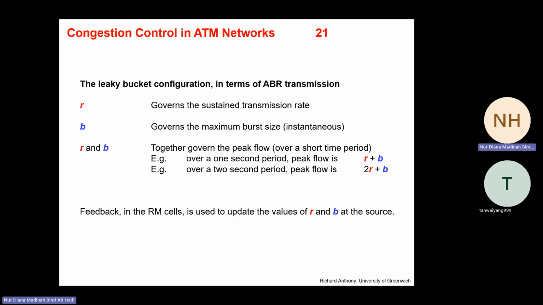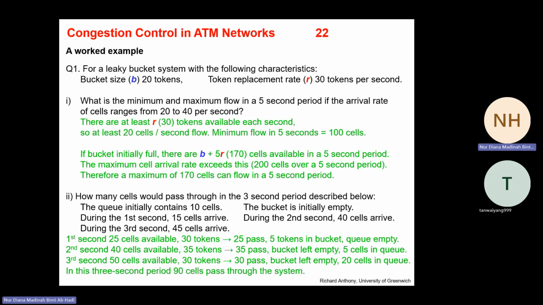If it is over a short time, for example a 3 second period, the peak flow is your sustained transmission rate times 3 seconds, plus your maximum burst size. The feedback in your RM cells is used to update the values of R and B at your sources.